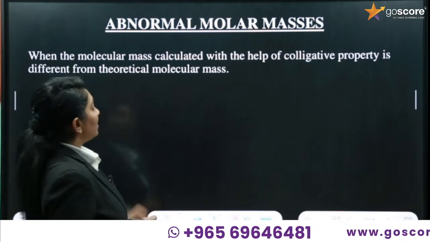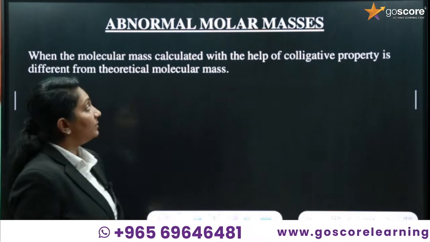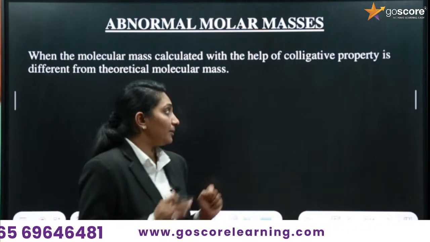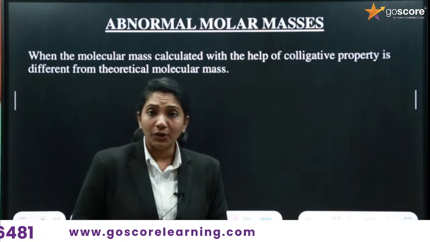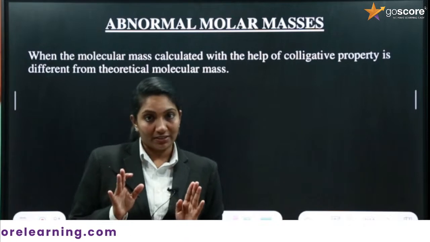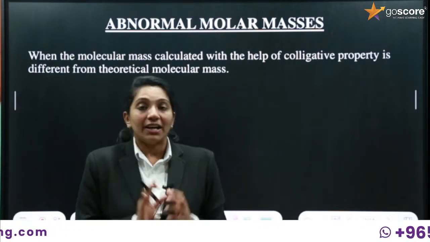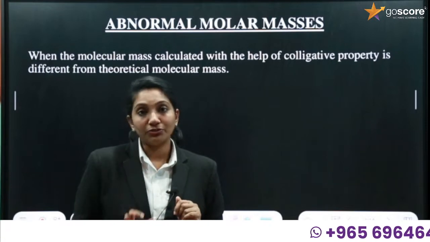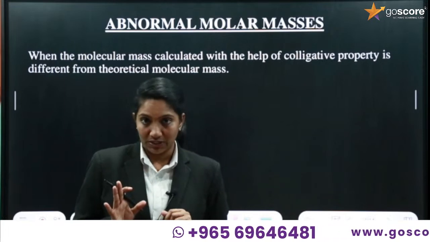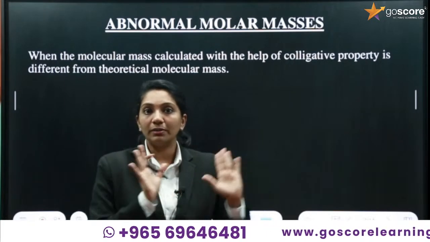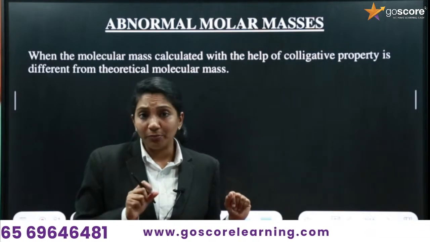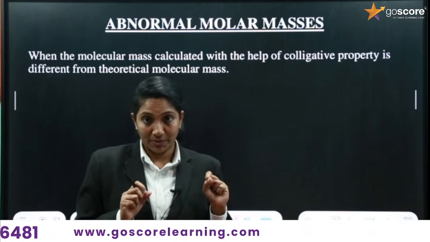Now, we are going to discuss another important term, that is the abnormal molar masses. Okay, see, what is actually this abnormal molar mass? We have discussed the colligative properties, that all the colligative properties depend upon the number of particles. That means the amount of substance present in solution, right? So, of course, all the properties depend on the amount of substance and we are calculating the colligative property based on the amount of substance, right?